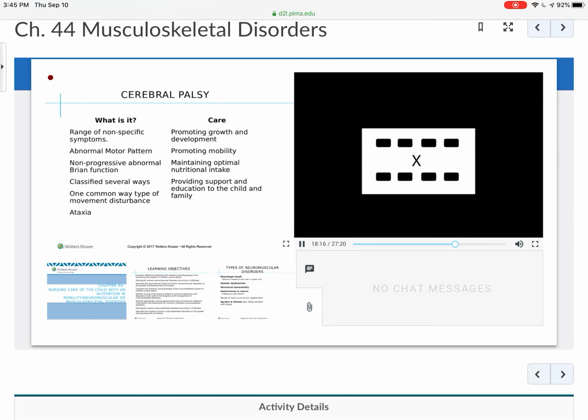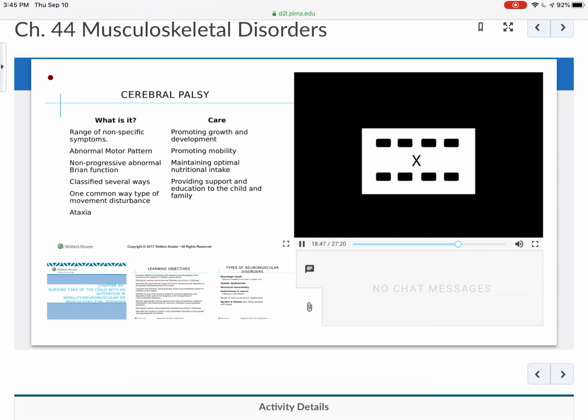So it's rare, it's a range of non-specific symptoms. So you could have one person with cerebral palsy and not another. It's that non-progressive abnormal functioning. It's classified in different ways depending on the area of the brain. So growth and development, safety is really important, mobility, optimal nutritional intake. Sometimes these kids have feeding tubes in to increase their nutrition, and then support for the family.